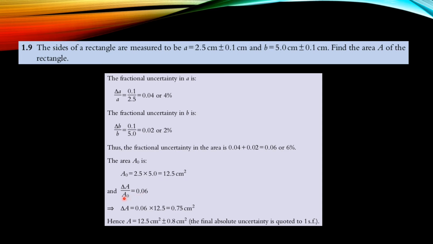So if the fractional uncertainty is 0.06, then you can find out that the absolute uncertainty is 0.75 square centimetres. So A is 12.5 plus or minus 0.8 centimetres squared. You'll note, as usual, that the absolute uncertainty is rounded to one significant figure, and then the decimal places are made to match in the value.